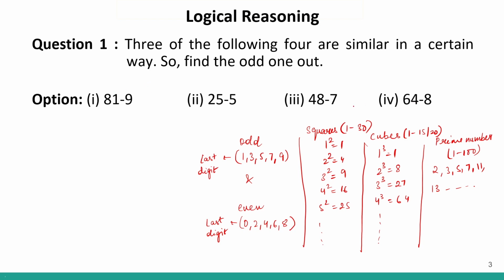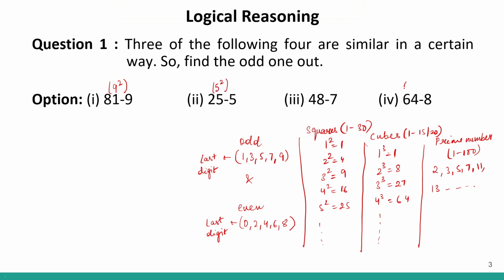If I look at this question, there are 4 options given to us. 3 of them are similar in certain way, and we have to identify which of the following is not the one that is following the same logic. So the one that is different. Okay, so option number 1 is 81 and 9. So 81 I can see is basically 9 square. Correct? 25 and 5. 25 is basically 5 square.